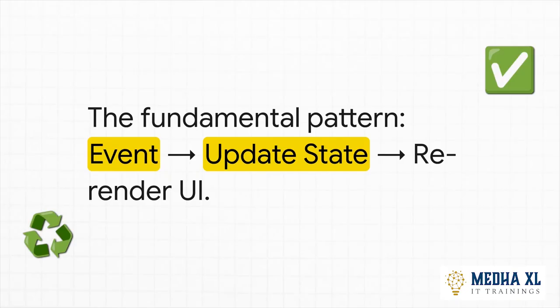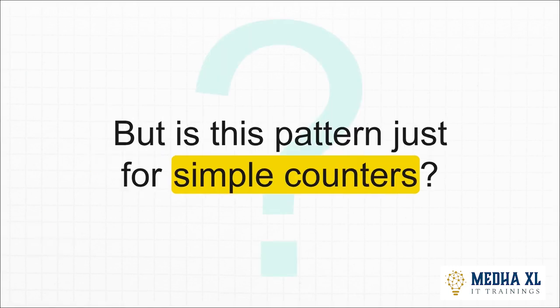And that's really it. This is the fundamental pattern. An event from the user happens, that triggers a state update in the component's memory, which then causes React to re-render the UI. Event, update, render. That loop is everything. Now you're probably thinking, okay, I get it for a simple counter, but what about real-world applications? Is this simple little loop really powerful enough to handle all the complicated features we use every single day?